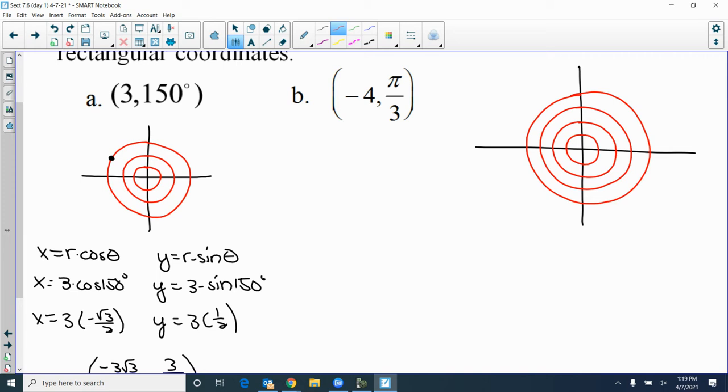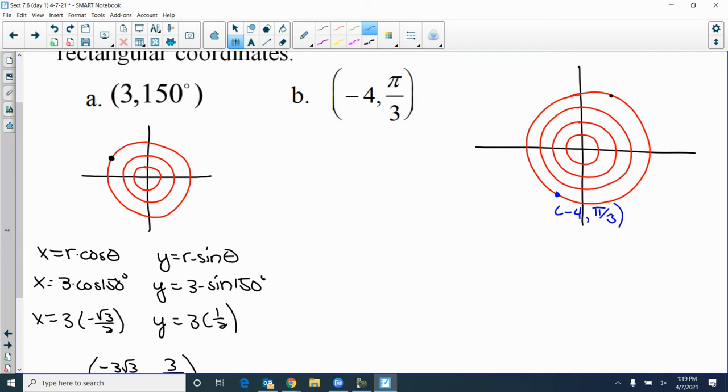All right, negative 4 pi over 3. I'm going to think where 4 pi over 3 is. Pi over 3 is 60 degrees. We're going to go through the origin to the back side. And so negative 4 pi over 3 is actually going to be in quadrant 3. So that needs to make sense where that point is.